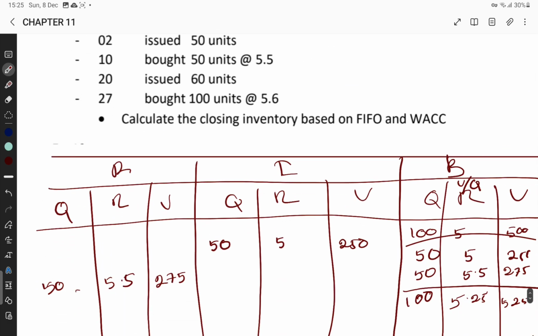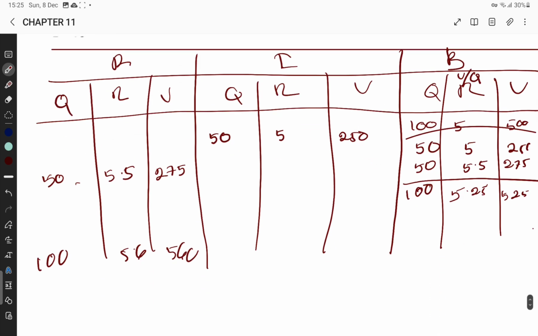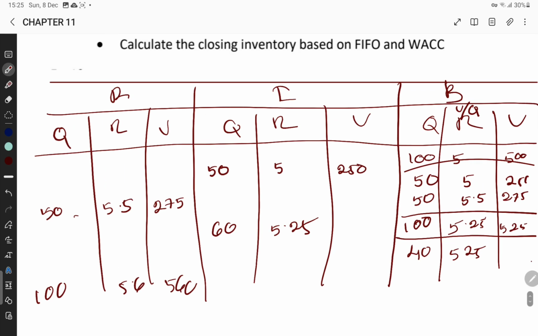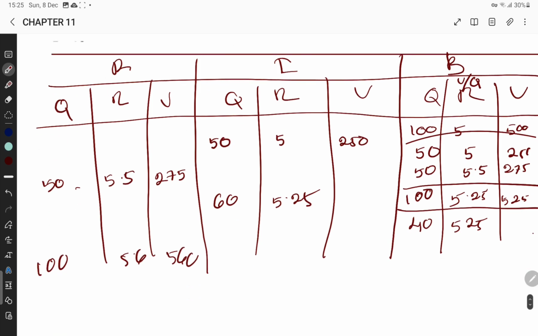Okay. So then now we have to issue 60 units. So now when I'm going to issue 60 units, I will be issuing it at the rate of 5.25. Out of 100, 60 is gone, means 40 is remaining at the rate of 5.25. So now we have bought 100 units at the rate of 5.60. Copy paste that in the third column.